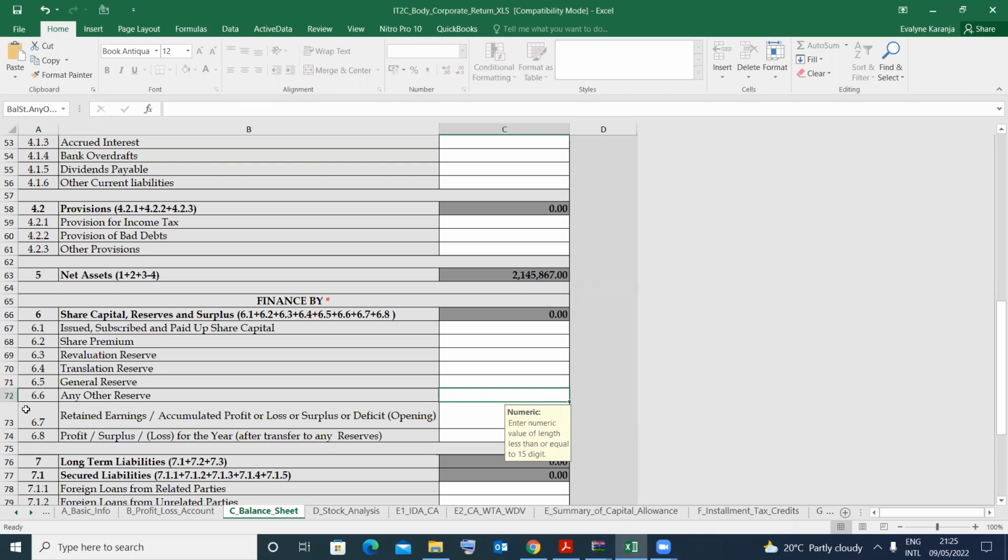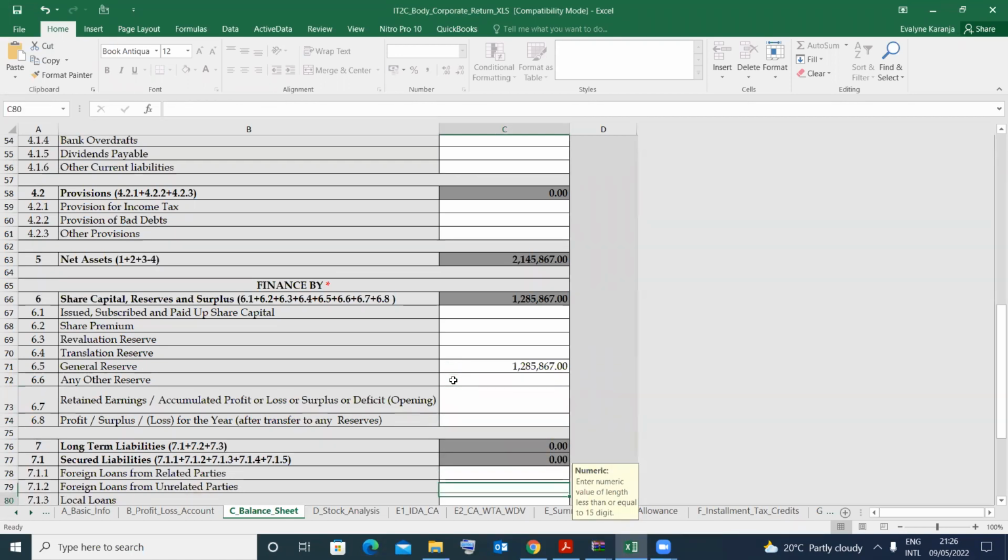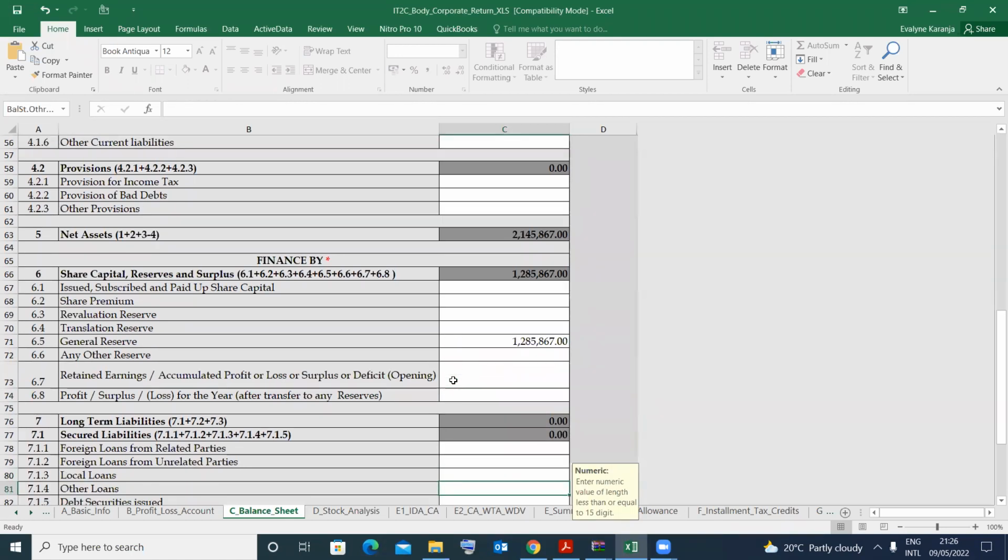So tulikuwa tunaweka hiyo figure ya reserves. When do we put it? Hapo kwa general reserves. Because it is not specified. Unaona umesema tu reserve fund. So tuweke tu hapo kwa general reserves.